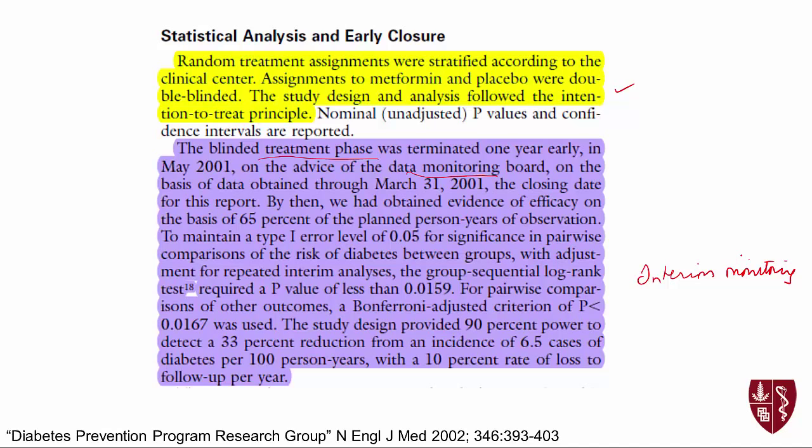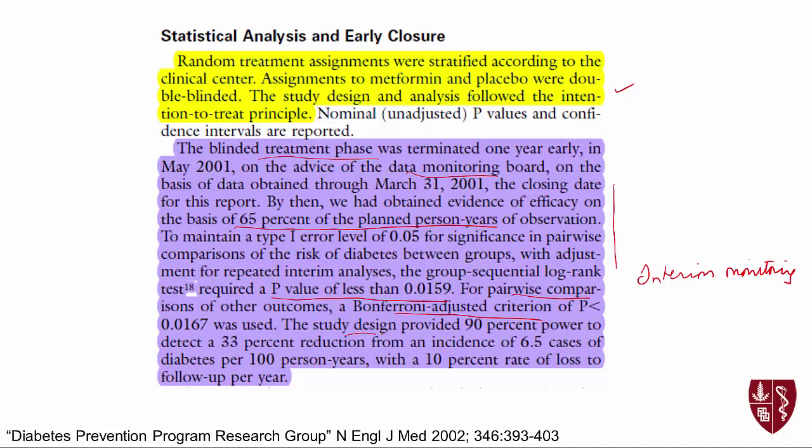It was stopped early because it was deemed through interim monitoring that they had achieved statistical significance with about 65% of their planned follow-up, and they actually were able to ascertain statistical significance at fairly rigorous p-values of, as you can see, not 0.05, but even 0.0159. And you can see that for pairwise comparisons of outcomes, they also do a Bonferroni adjustment, which reduces the risk of having a false positive decision.